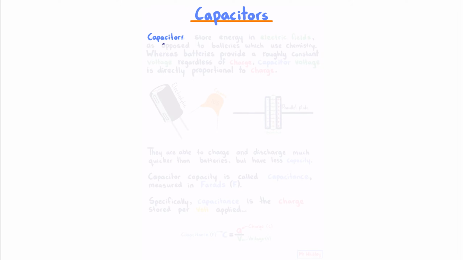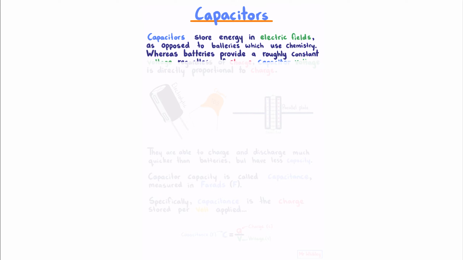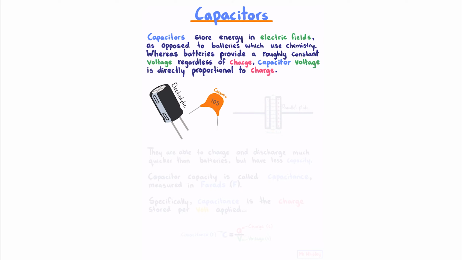Capacitors. Capacitors store energy in electric fields, as opposed to batteries which use chemistry. Whereas batteries provide a roughly constant voltage regardless of their charge, capacitor voltage is directly proportional to its charge. And so 2 common types of capacitors that you might encounter are an electrolytic capacitor and a ceramic capacitor.